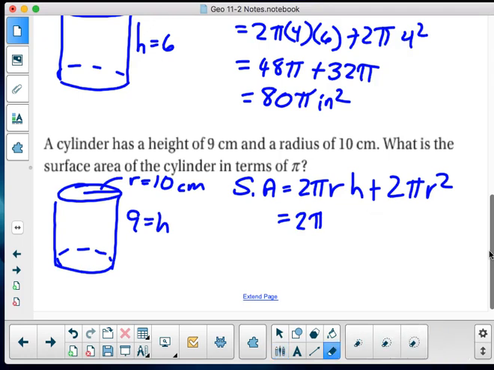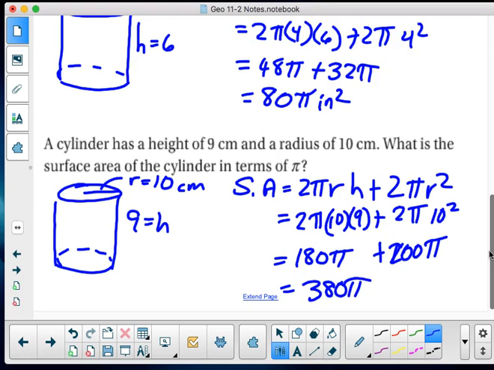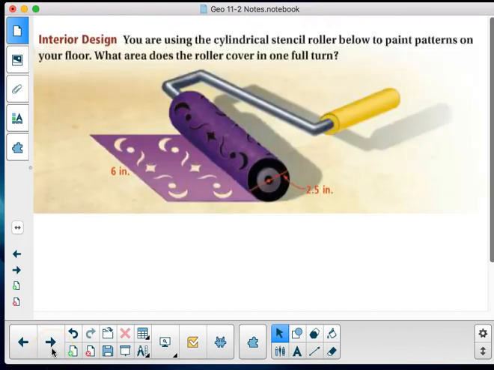Excuse me. I'm going to put them in the right spots. 10, 9, 2 pi, 10 squared. So over here I've got 200 pi. And here I've got 90 times 2, which is 180 pi. And this is going to be 380 pi centimeters squared when I'm done. So those are pretty slick. Okay, just one formula, get the roll on with it.